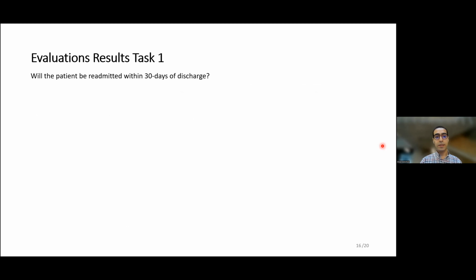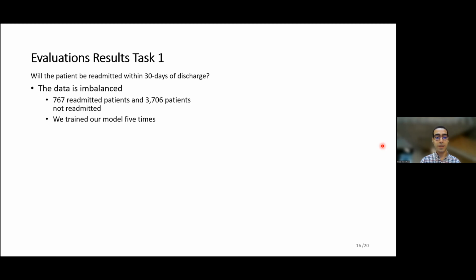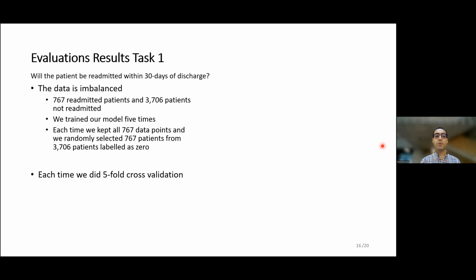For task 1, will the patient be readmitted within 30 days of discharge? The data is imbalanced. We have 767 readmitted patients and more than 3,700 patients not readmitted. So we trained our model 5 times. Each time we kept all the 767 data points with label 1, and we randomly selected the same number of patients from the ones with label 0. Then each time we did a 5-fold cross-validation.